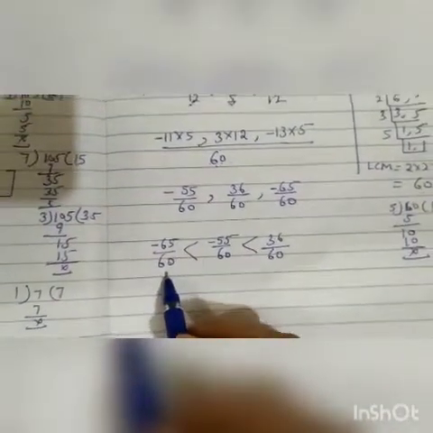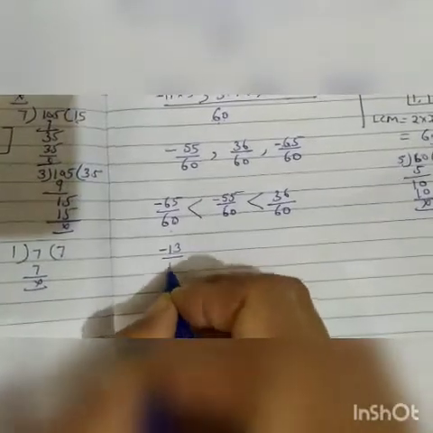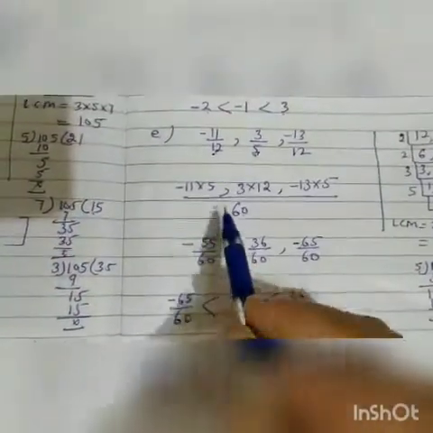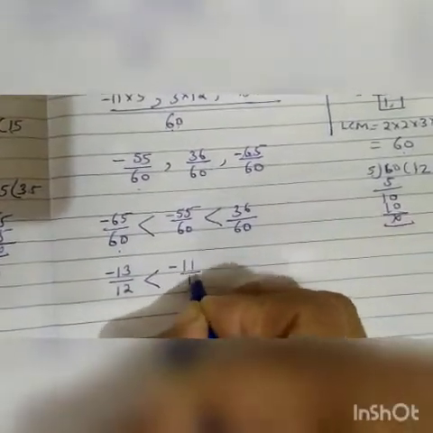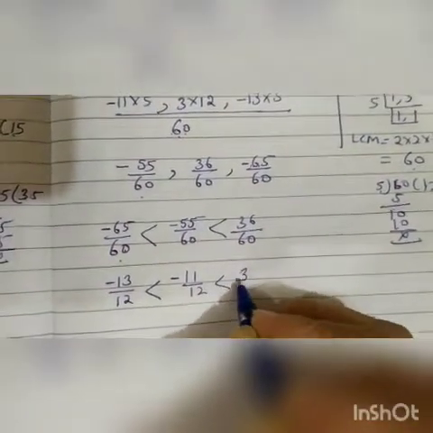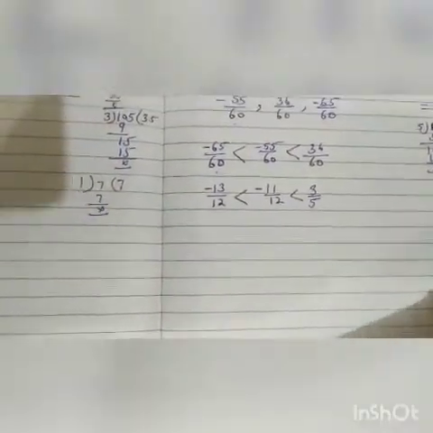Minus 65 upon 60 means minus 13 upon 12. We will write here minus 13 upon 12. Then minus 55 upon 60 means minus 11 upon 12. We will write here minus 11 upon 12. Then 36 upon 60 means 3 upon 5. This is the ascending order of the given rational numbers.